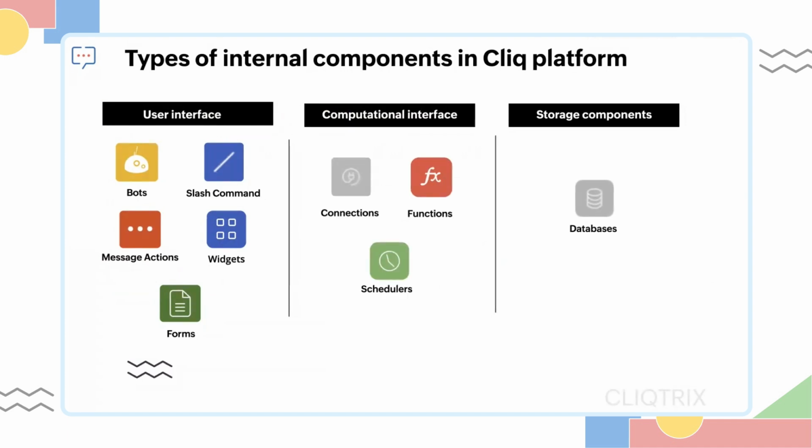So you have different types of internal components in the Cliq platform. When it comes to the user interface, there are bots, slash commands, message actions, widgets, and forms. These are the components with which you, or the users, are going to interact with your integration.